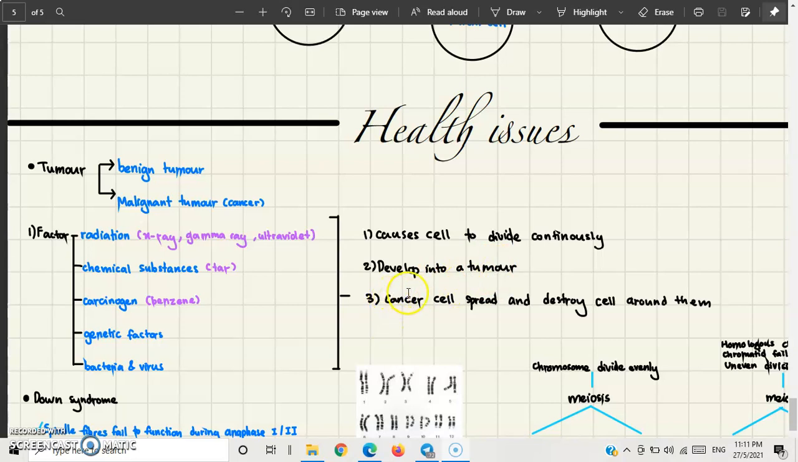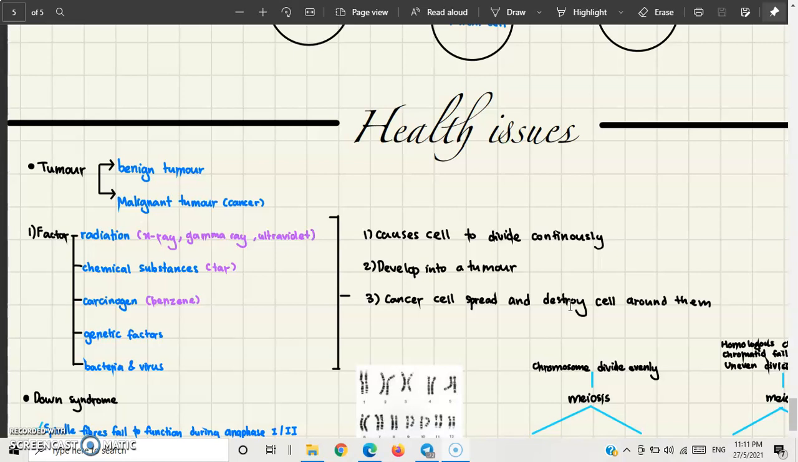Alright. So the cancer cell will spread. It will spread and destroy cells around them. Okay. So as you can see in the textbook, cancer cells compete to get nutrients from other tissues around them.